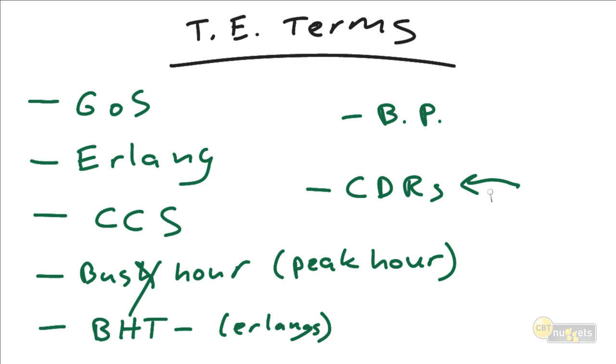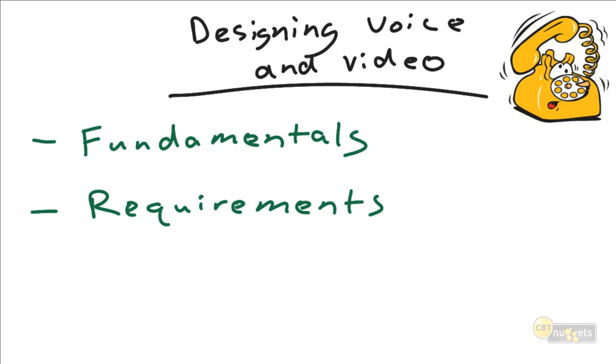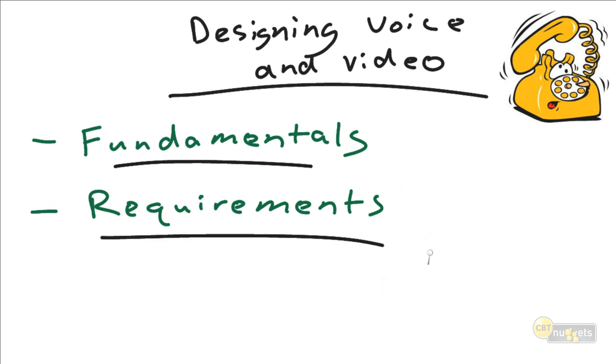So in this very large, very important CBT nugget, we took a look at the very complex world of designing voice and video network infrastructures. We reviewed a bunch of the fundamentals that are so critical with voice and video over IP network infrastructures, and we also talked about the vast, complex requirements that we need to fulfill when we are designing voice and video.